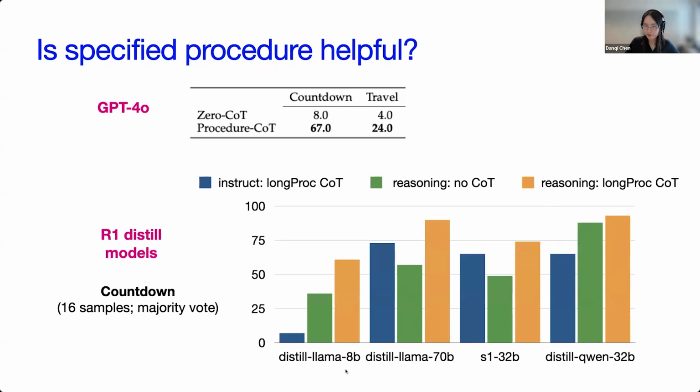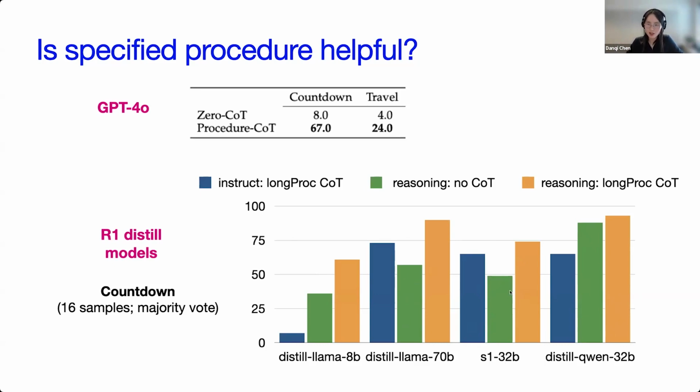So basically, all the distilled models, distilled from the R1 model, and also this S1 model from Stanford, which is also built on the Qwen 32 billion model. What we found here is, first, for the base instruct models, the blue bars in this figure, if we don't give the models any procedure, they basically cannot solve anything. But if you give the models the procedure, they are able to achieve pretty good performance, especially the larger models. And for the reasoning models, that is the green bar here.